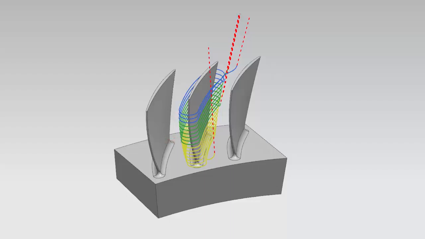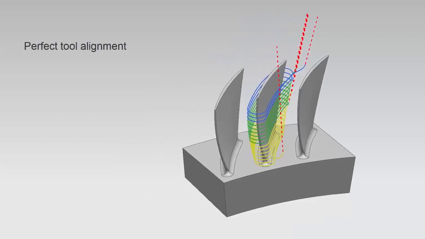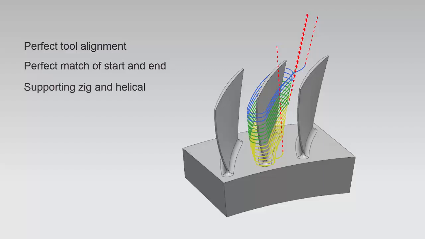The enhanced approach resolves this by assuring a perfect tool alignment between stripes, assuring a match of start and end points between stripes, supporting the zig as well as helical pattern, and allowing smooth transitions between stripes by creating flares.